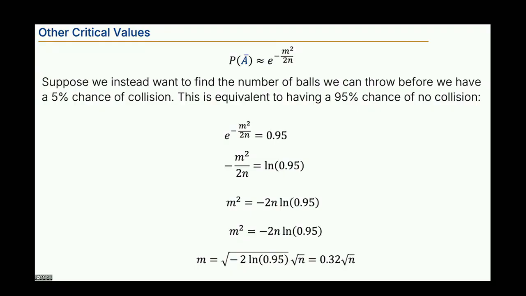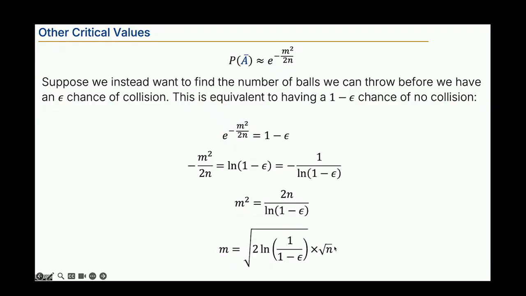You could, if you wanted like a 95% chance of no collision, get a different expression, like 0.32 times square root n. In general, and this is where we're going to wrap up, if you really wanted to bound how far off you are from having a collision, or the probability of a collision, this is your general expression.